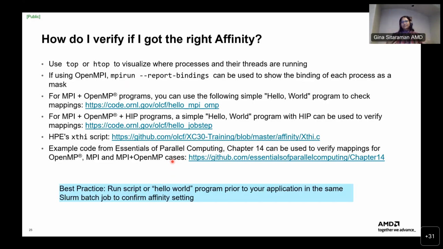So hopefully that is an easy way for you. Every single time your job runs, you have some output that you can go back and check whether you got everything right. I do this all the time.